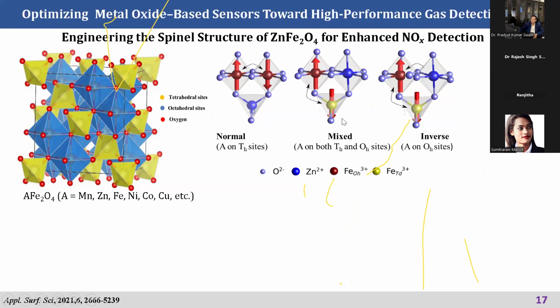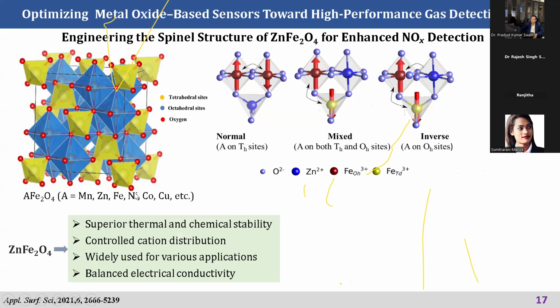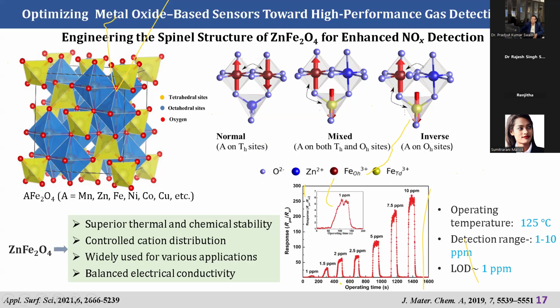What we found is, we take the normal spinel and convert it into a mixed spinel. In this mixed spinel, we found that it has better stability and a controlled cation distribution, and it can be widely used for various applications. It has a balanced electric content. That's the main reason people choose the mixed spinel for this study.